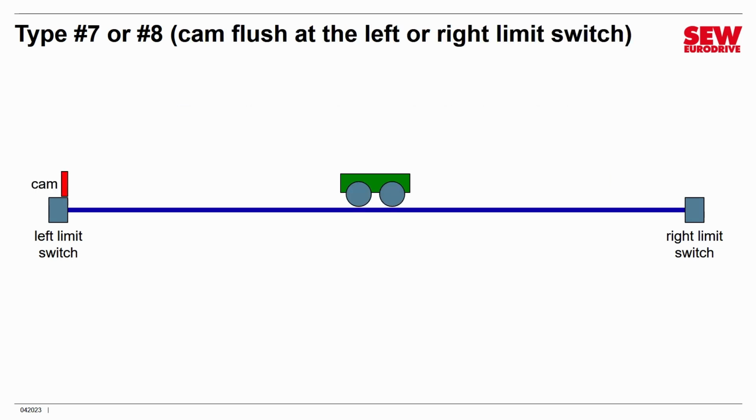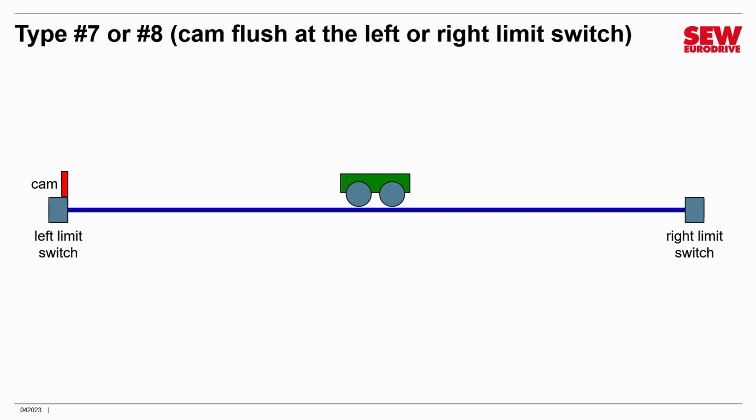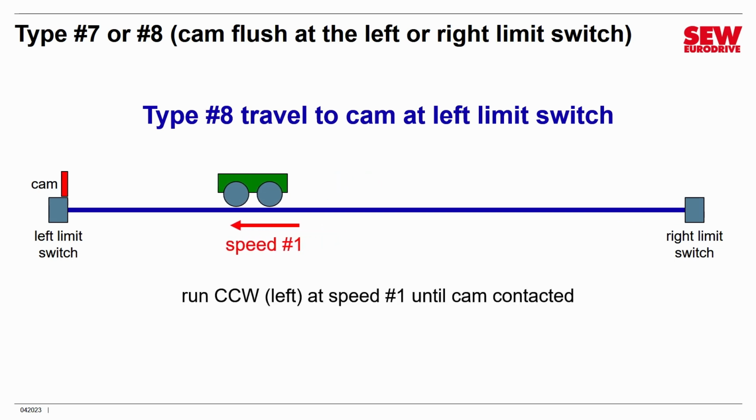Type 7 or 8 is another type of reference cam mode. You notice the cam is not sorted in the middle like it was in the other reference cam type. It's close to the limit switch. So the idea is you put the cam near one of the limit switches and you travel and touch that cam. We're going to look at type number 8, where you travel to the cam located at the left limit switch. You move at the higher speed counterclockwise until you tap the cam.